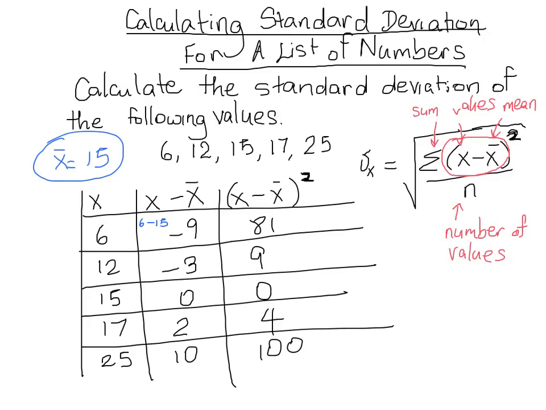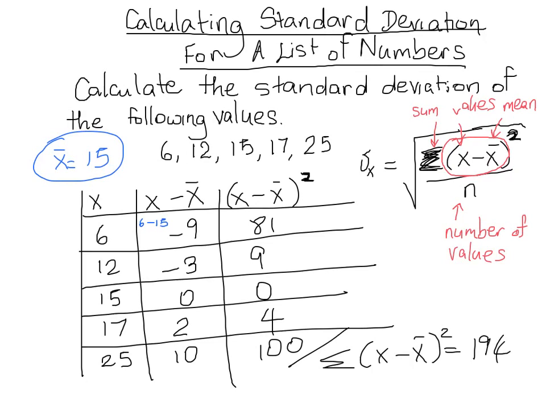Now, according to our formula, we're going to have to find the sum of the values that we just calculated. So the sum of x minus x bar squared is what will go at the top of that fraction. When we find the sum of those numbers, we get 194.